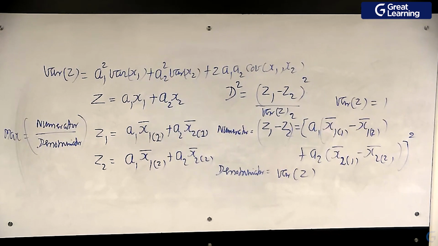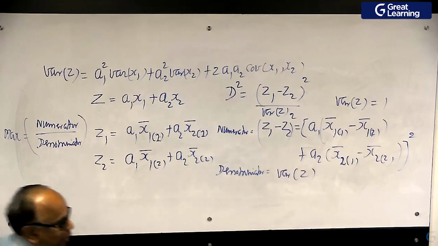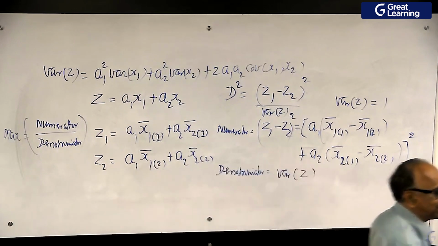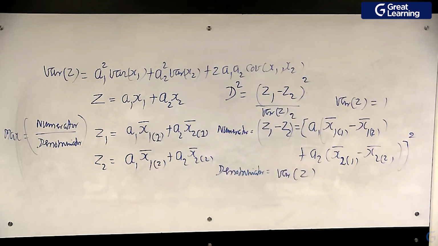Suppose I have x1, x2, x3, what will you do? a1 squared variance of x1, a2 squared variance of x2, a3 squared variance of x3, 2 a1 a2 covariance x1 x2, 2 a1 a3 covariance x1 x3, 2 a2 a3 covariance x2 x3. Like a child you can write. Let it be 20, you can still write it, or use a matrix. But this is the concept. I am not assuming x1 and x2 are independent. This is another beauty here.